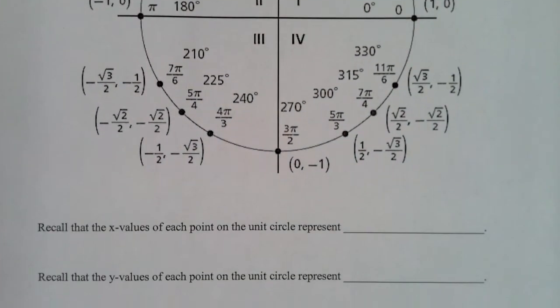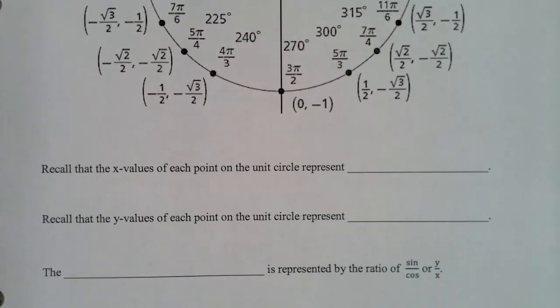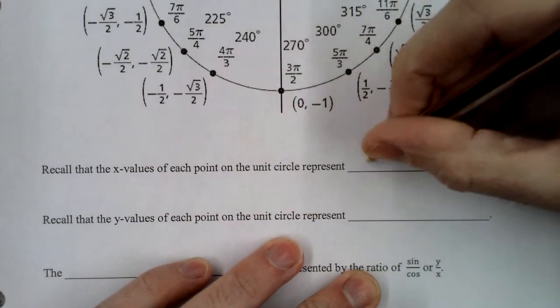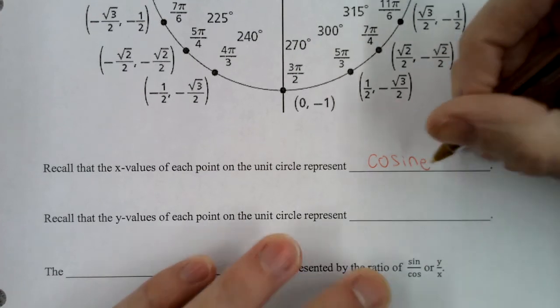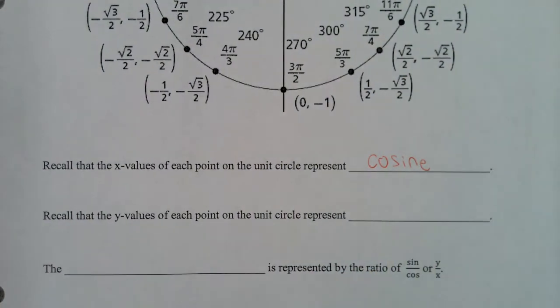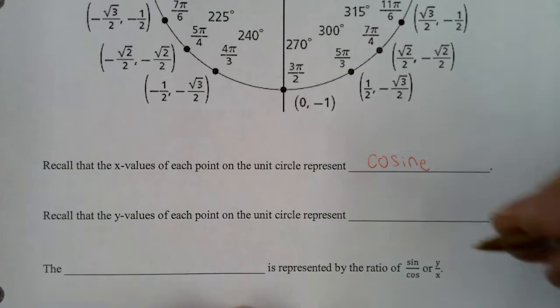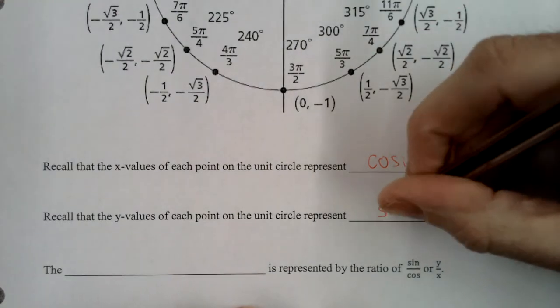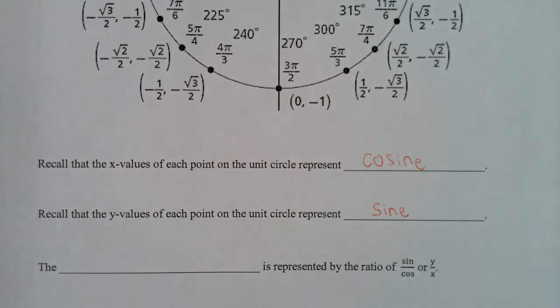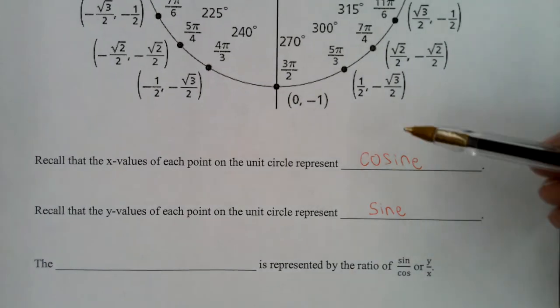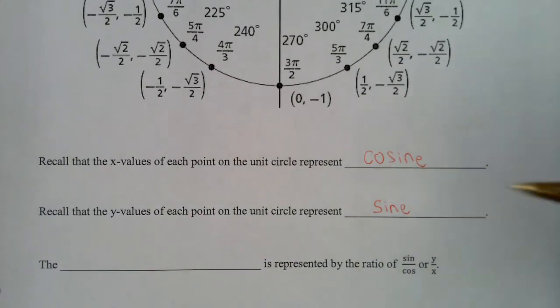So just to recall from the previous lesson, the x values of each point on the unit circle represent the cosine values. Okay, they represent cosine. And recall that the y values of each point on the unit circle represent the sine values, so sine. Just remember, x, y, x comes first in the alphabet, then y, and c comes before s, so cosine, sine.